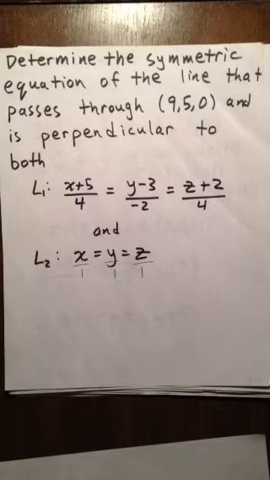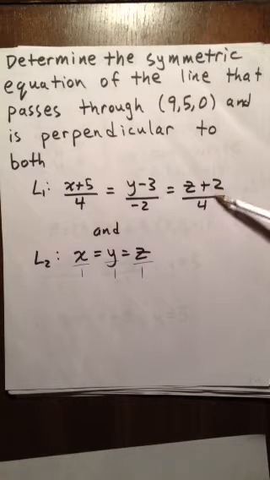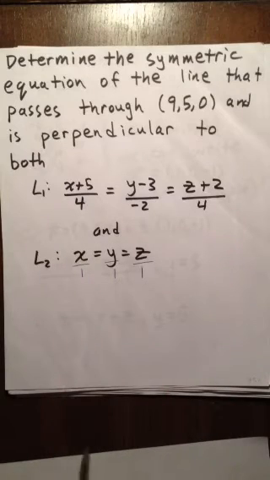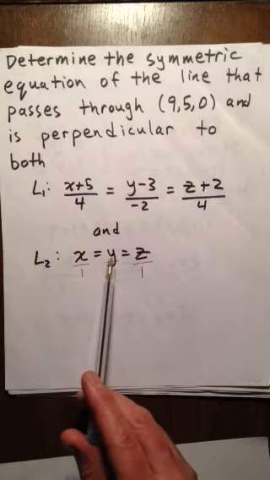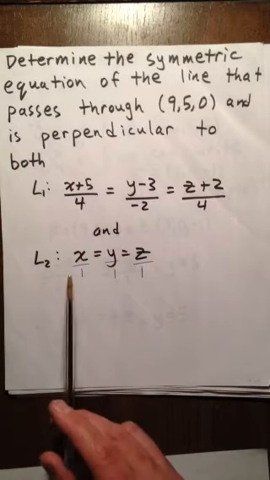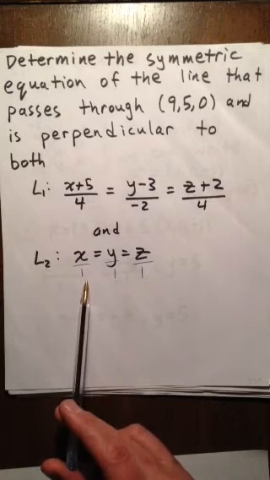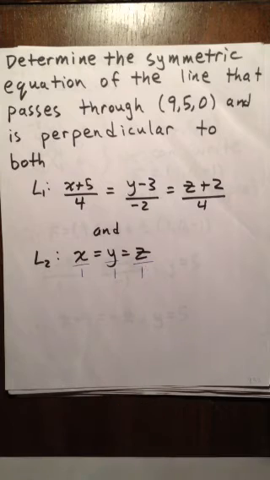In this question, we want to determine the symmetric equation of a line passing through (9, 5, 0) and perpendicular to both of these lines. Now these lines are written in symmetric equation form, and the second line has the equation x equals y equals z. But we know we can add this in. x is the same as x over 1, y is the same as y over 1, and z is the same as z over 1.